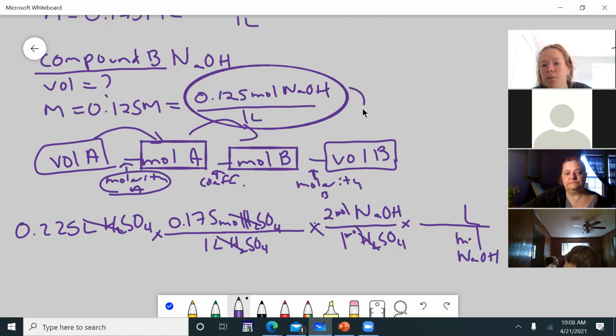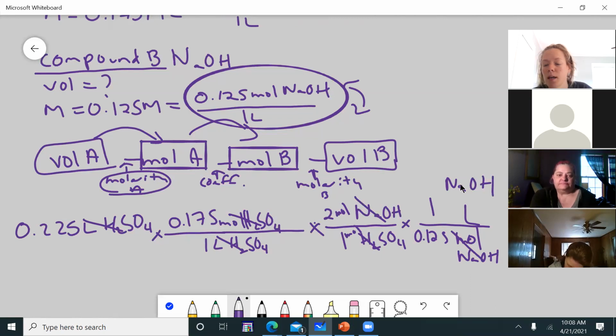So I'm going to actually flip-flop this conversion factor. The 1 liter will go on the top. The 0.125 moles will go on the bottom. And that will leave me with this canceling out. So at the end of the day, and this is liters of NaOH, I will end up with a unit of liter of NaOH. So we take everything that's on the top and we multiply it, and we divide by anything that's substantial on the bottom that isn't a 1.